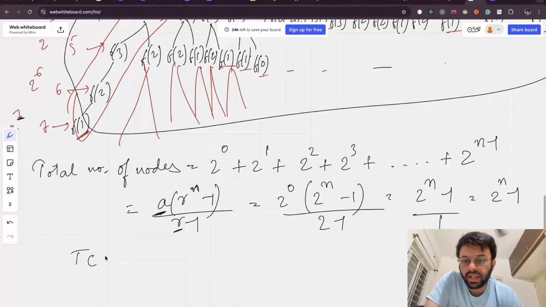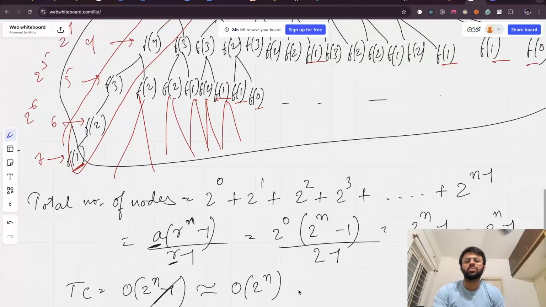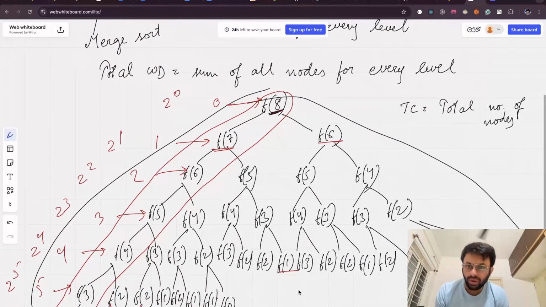So my time complexity also becomes big O of 2 power n minus 1. And when n is too big, 2 power n is also too big. We can remove 1 in comparison to that and directly say the time complexity is big O of 2 power n. That is why in this question, to find the nth Fibonacci number, the time complexity becomes 2 power n.